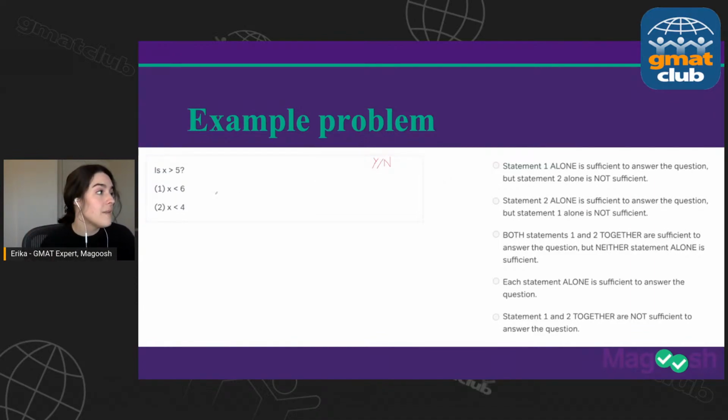I'm going to start with statement 1. And again, you could start with statement 2, but I'm going to start with statement 1. x is less than 6. In the chat, if x is less than 6, what is one case? What is one number that x could be? A number of folks have figured out the trick with this one, but just give me a number that x could be in the chat based on statement 1.